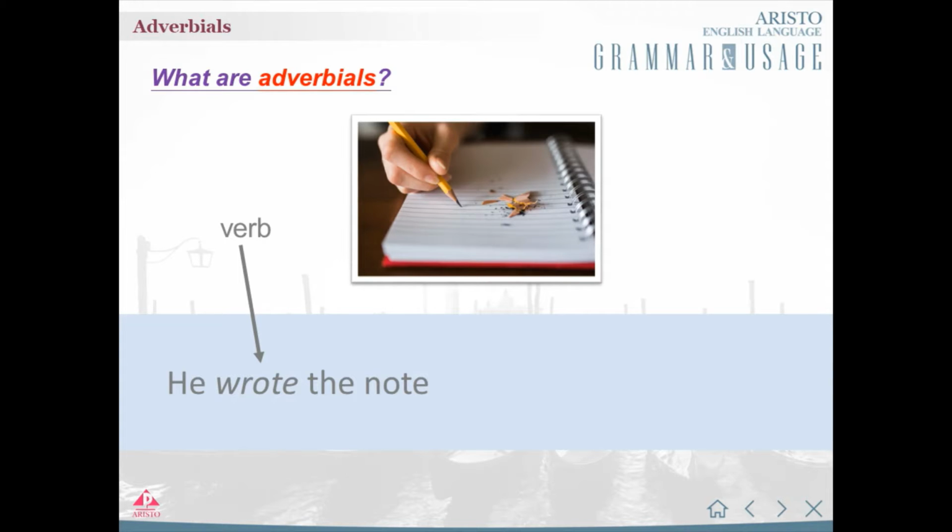Let's take the action of writing as an example. How can adverbials tell us more about the action of the verb wrote? First, it can tell us about the manner or way in which the action was done. For example, it can tell us it was done hurriedly.